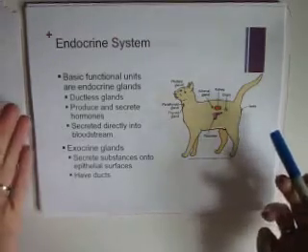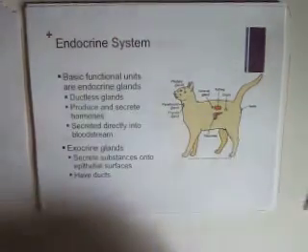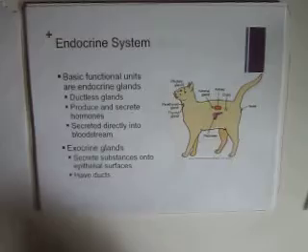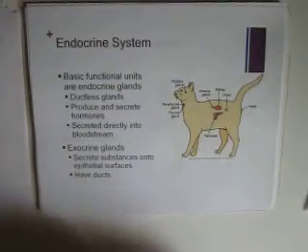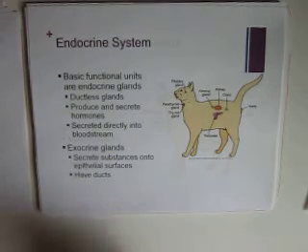So, the endocrine system. Here we have a little cat who's showing all the different major endocrine glands, except for the kidney. That's not a major endocrine gland, so please note that. It does have some endocrine function, but it is not a major endocrine gland.